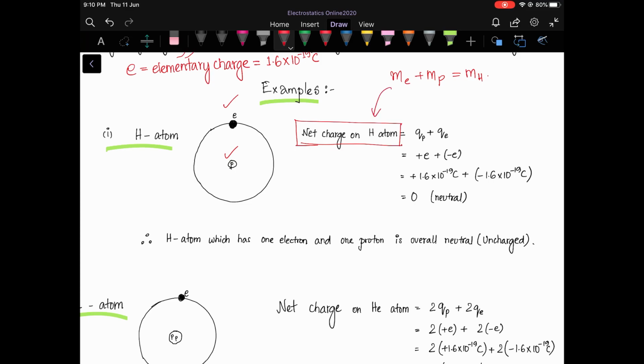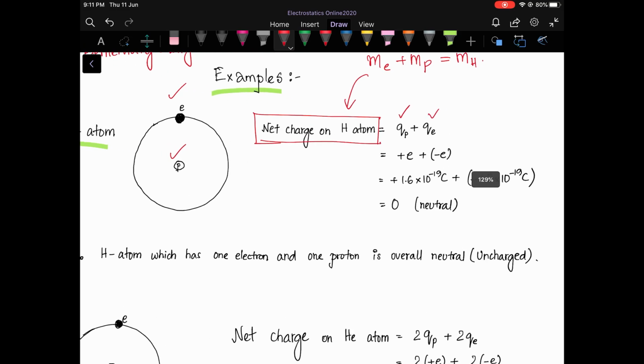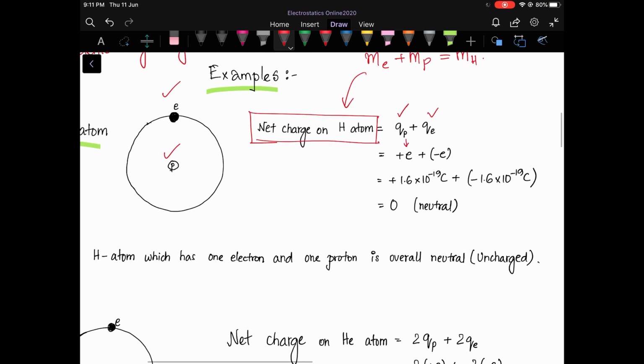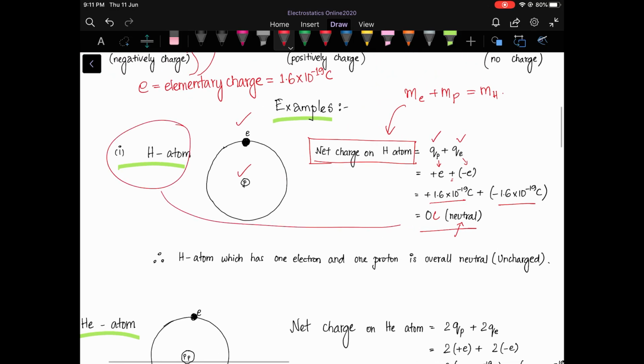Similarly, to calculate the net charge or the total charge on hydrogen, we're going to take the amount of charge on the proton, add it with the charge on that electron that we have. When we do that, I must write plus e, plus 1.6, added with the negative 1.6 of your electron. So when we do that, we get 0 coulombs of charge. And I have to say that this hydrogen atom right now is neutral. What it means is that I can say this hydrogen atom as a whole is uncharged.